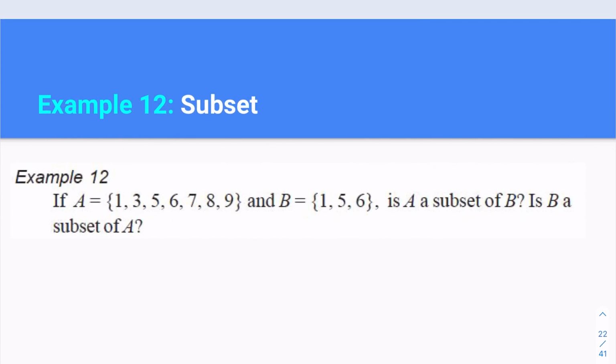In example 12, if A equals all odd numbers from 1 to 9 inclusive, and B is 1, 5, and 6, is set A a subset of B? Definitely not, because the amount of elements, which we'll call cardinality, coming up, the size, the amount of elements in A is much larger. It can't be created from B. So this is no. And we can write it as A is not a subset of B.